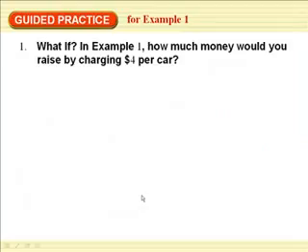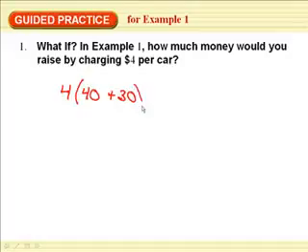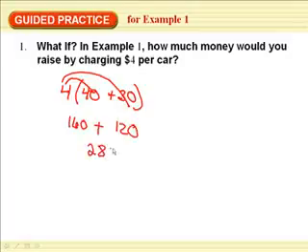Okay, so the guided practice: how much money would you raise by charging $4 per car? Well, remember 4 times the first day they did 40 cars, and the second day they did 30 cars. So we can take 4 times 40, which is 160, and 4 times 30, which is 120, add those together, they would make $280. So that's quite a bit less. By just taking $1 off, they lost $70.